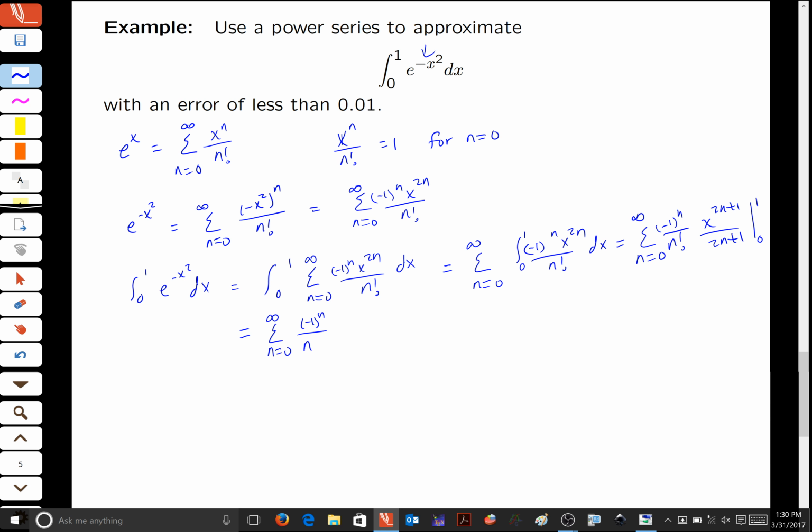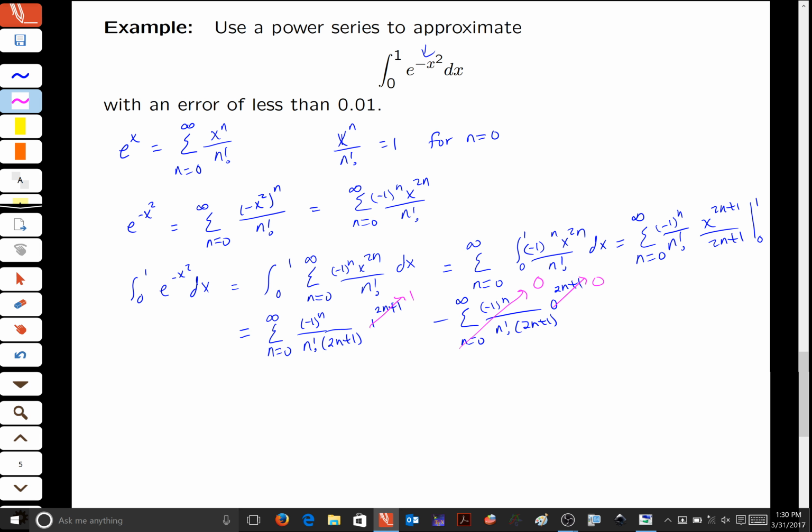I'm going to write this as n factorial times 2n plus 1. And now let's plug in 1. We're going to have 1 to the 2n plus 1. And then we'll plug in 0. What is 1 to the 2n plus 1? 1. And 0 to the 2n plus 1? 0. Now we're going to assume that the infinite sum of 0 is 0.